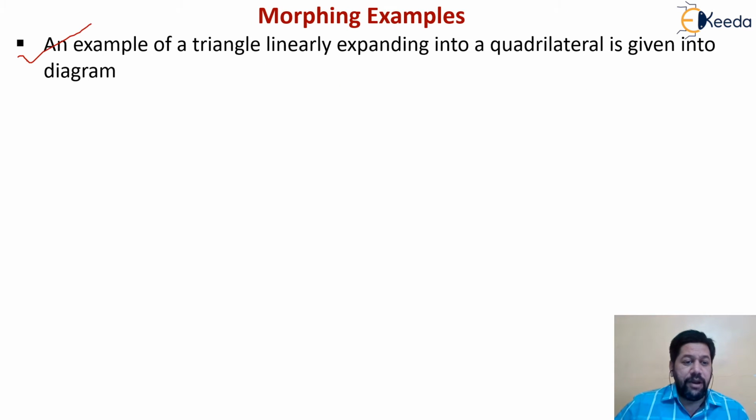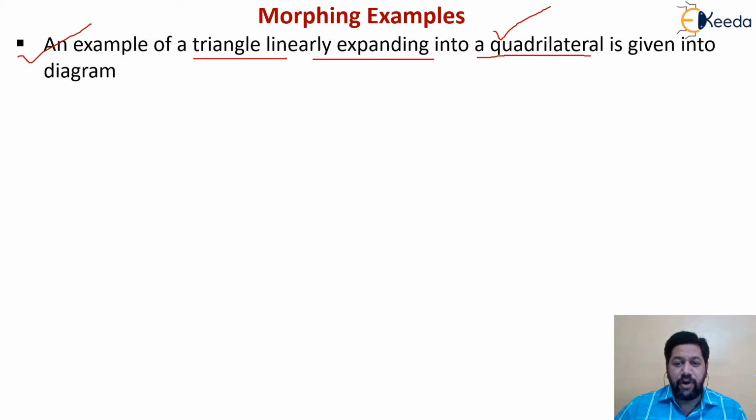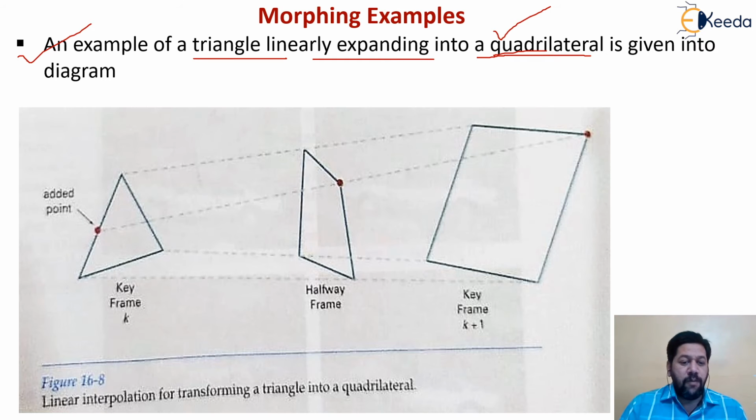An example of a triangle linearly expanding into a quadrilateral is given, or I call it converted into a square also. Initially we have only 3 edges, converted into a quad, meaning I am converting into 4 edges, or you can consider the square shape given in the diagram. This diagram is very important for your understanding of the morphing example and how we are adding the in-between frames. So let us focus on the diagram now.